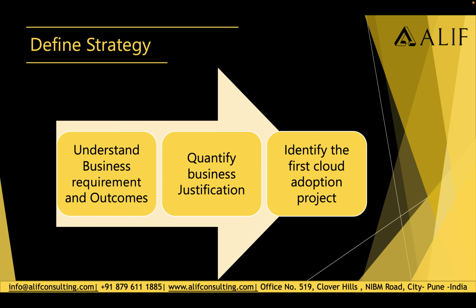Now, first, let's talk about defining the strategy, which is the first stage of the Cloud Adoption Framework. In defining a strategy, what you need to understand is what your business requirement is, or what exactly outcome you are looking for. Because maybe you are running something on-premise, but if you move that to Azure, that may create business losses. So first of all, you need to understand the requirement, and what exactly outcome you're looking for. And then you need to define the business justification for that.